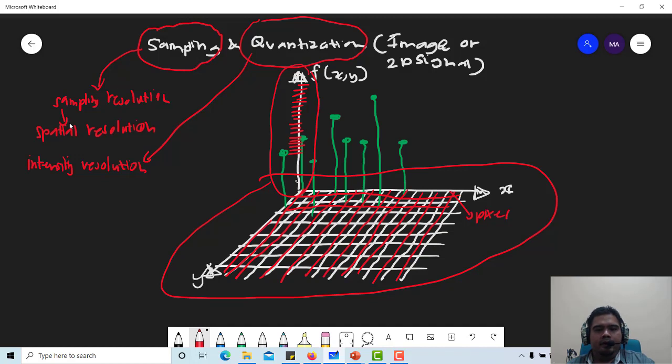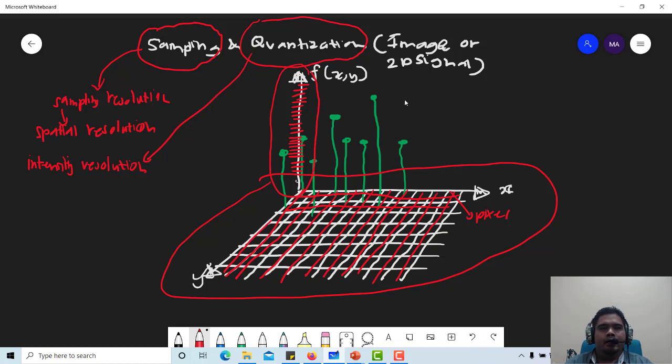axis here. Okay, the higher the resolution, the more fine points you can have to represent some numbers which come from the analog image.